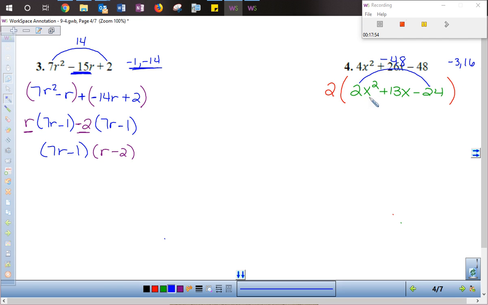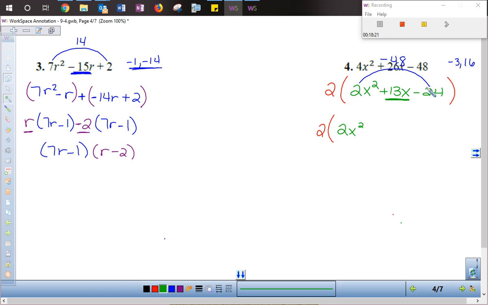Now what we need to do is rewrite what's in green here, but we don't want to forget this GCF that we took out. That needs to come along with us for every step. So I'm going to start by bringing down my 2 and opening my parentheses. Then I'm going to rewrite this expression and replace that positive 13 with a negative 3 and a positive 16. So I'm going to bring down my 2x squared.